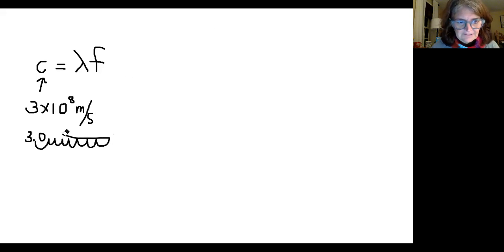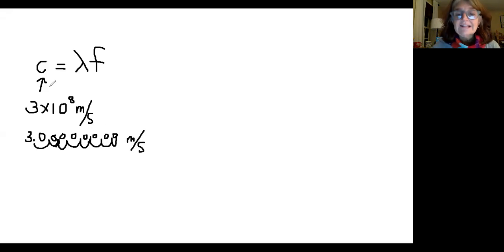Let me just erase this little. I erased too much. 1, 2, 3, 4, 5, 6, 7, 8. And then we would put in all of our zeros, and there are very many of them. For this reason, scientific notation is helpful, because all of these zeros can be blinding and confusing. And so here we have it: 300 million meters per second. Okay? That's the speed of light.